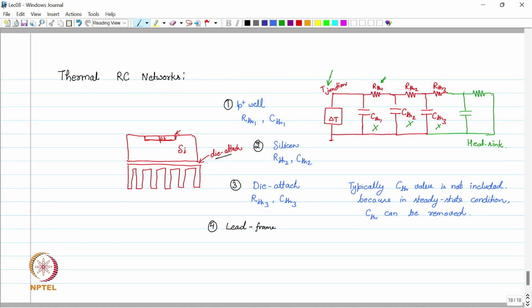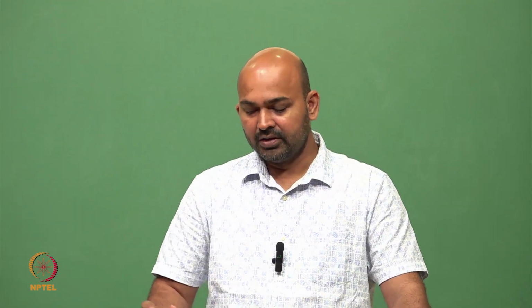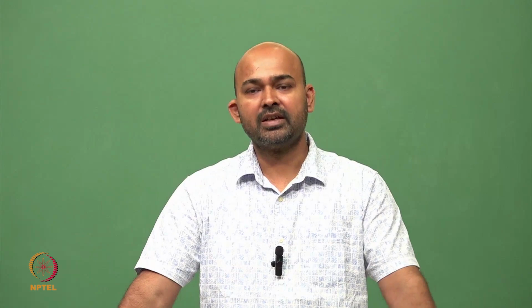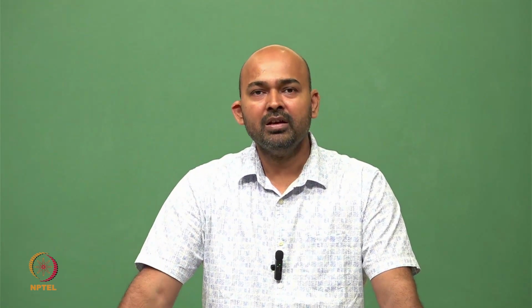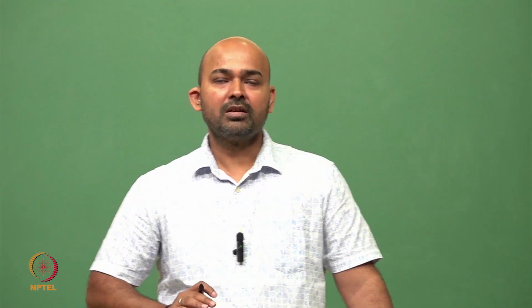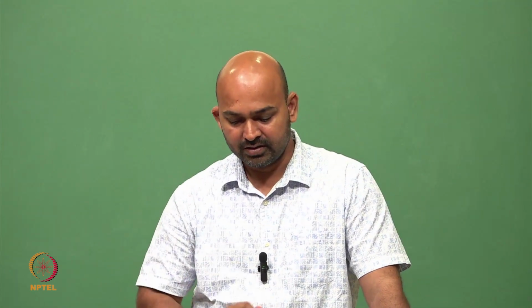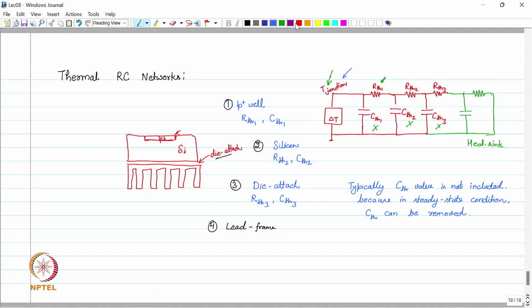So the steady state condition for a thermal RC network is very easy to solve. We just need to remove all the thermal capacitances, and the thermal resistances will be added in series or parallel, whatever is the case, and we can calculate how much heat will be flowing. Based on that, we can calculate how much the junction temperature will rise, and this rise needs to be within the limits of semiconductor devices specified by the data sheet. So this is the thermal RC network for DC conditions or steady state conditions.